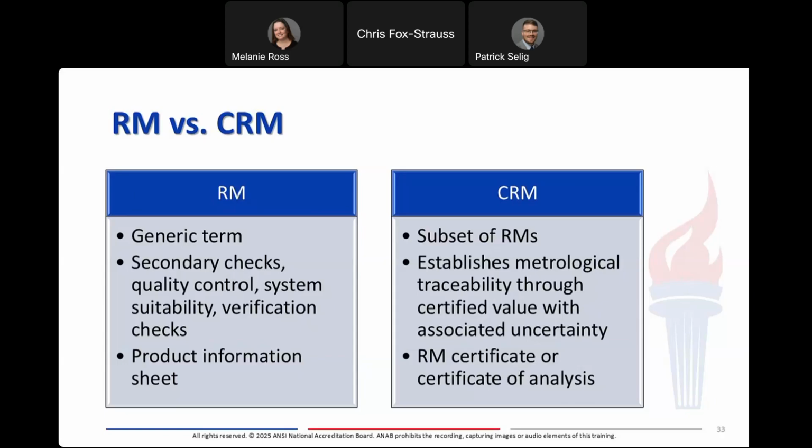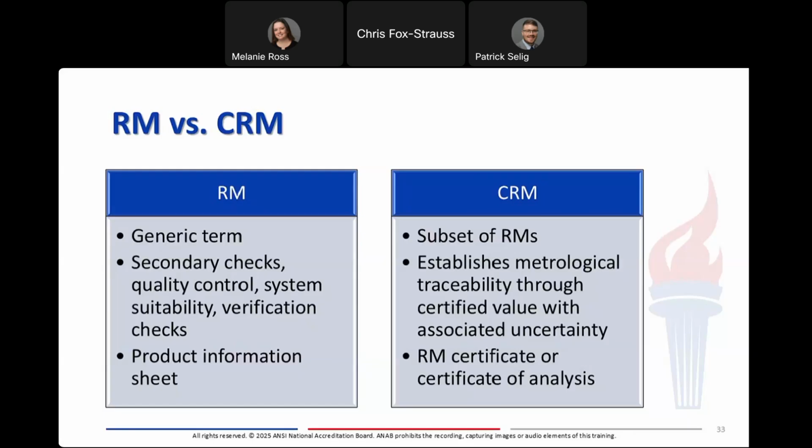When looking at traceability using reference materials, it's important to understand the difference between reference materials and certified reference materials. Reference material is a generic term. Reference materials can be used as secondary checks, quality control, system suitability, and verification checks, as well as other purposes in the laboratory. Most reference materials are accompanied by a product information sheet.